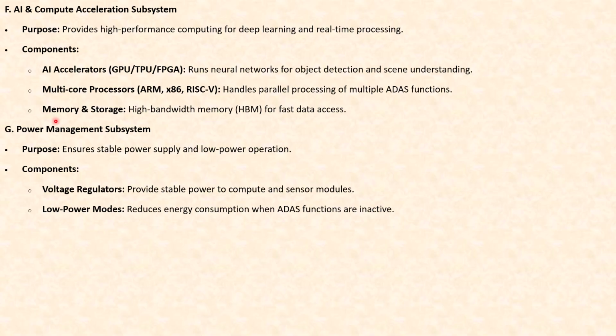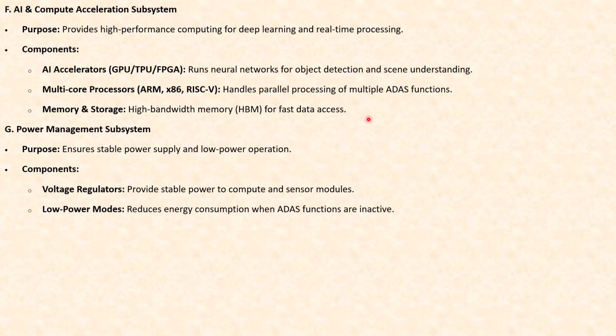What about the memory and storage? Memory and storage is also an important subsystem. They have high bandwidth memory for fast data access. Now this is common knowledge that whether it is a computer or a laptop or a mobile, the higher the bandwidth memory it is equipped with, the faster it can access the data.